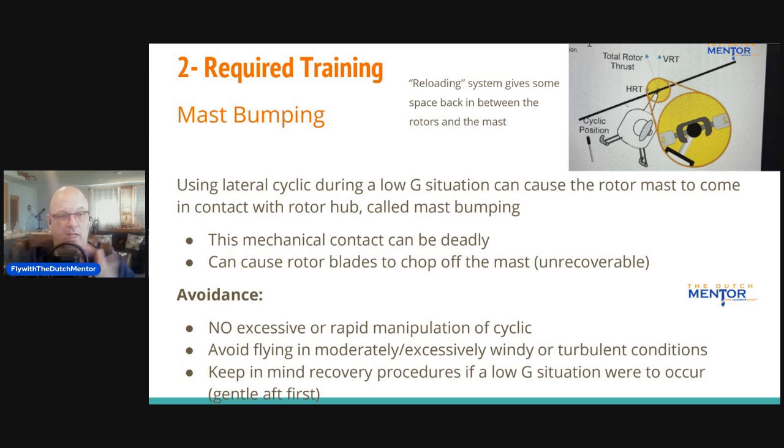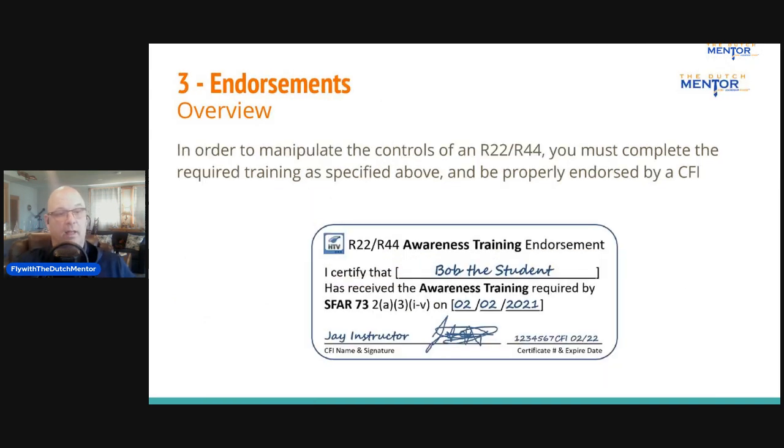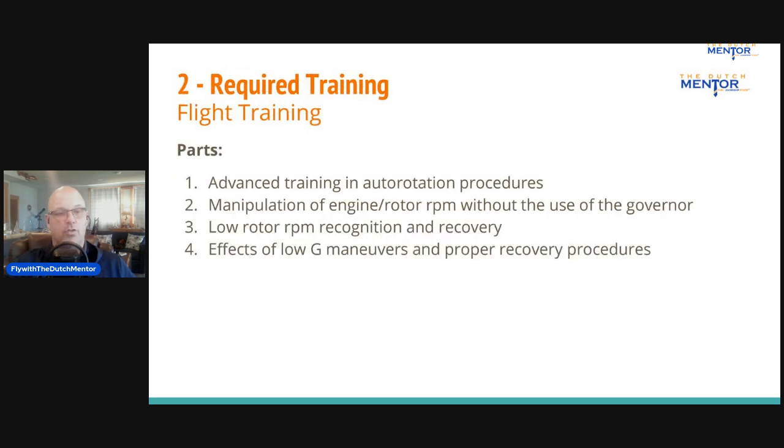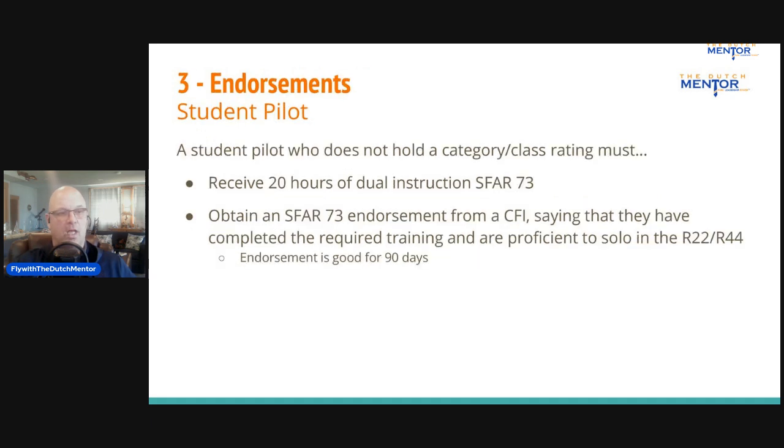If you don't believe me, go online. There are plenty of examples of what could happen, and this is real stuff, and it obviously leads to death. The key here for the student is to have an endorsement in their book, both for the 22 and 44. It needs to be certified by a CFI. Obviously, there are components of this or advanced training for autorotation. It talks about the manipulation of engine and rotor RPM, as we covered today, low rotor RPM and the effects of low G and mast bumping. And of course, the key here is proper recovery procedures, as we discussed.